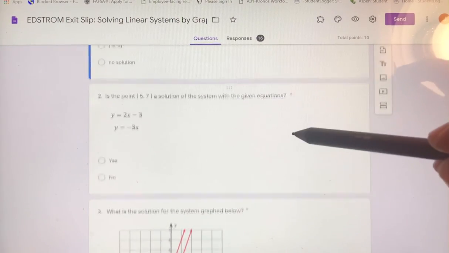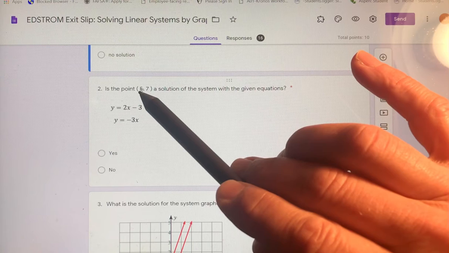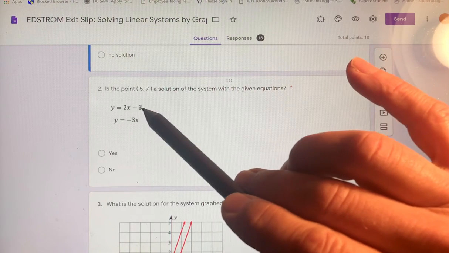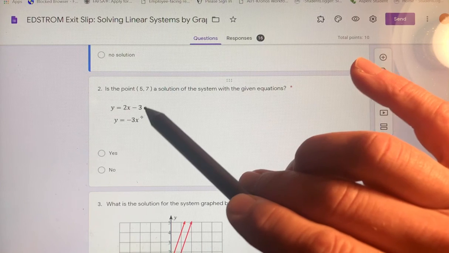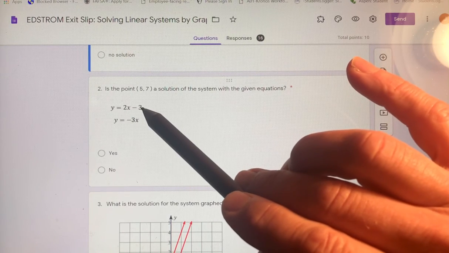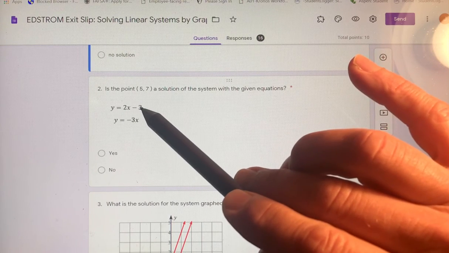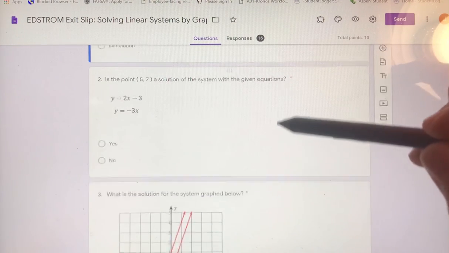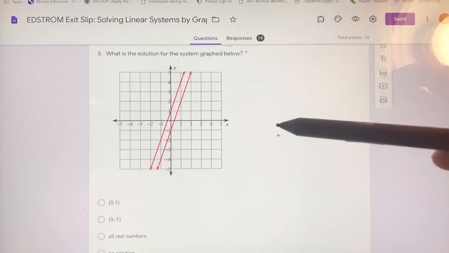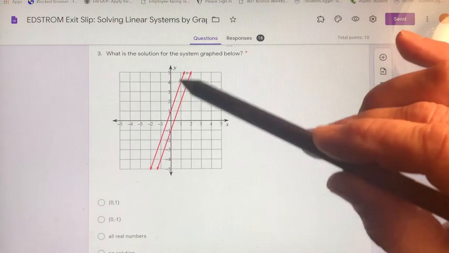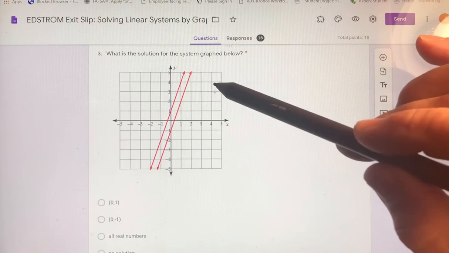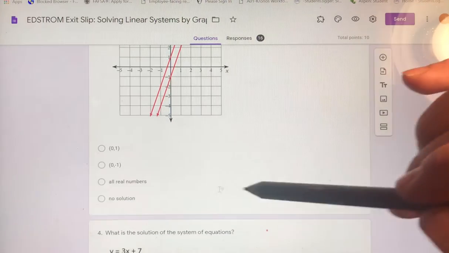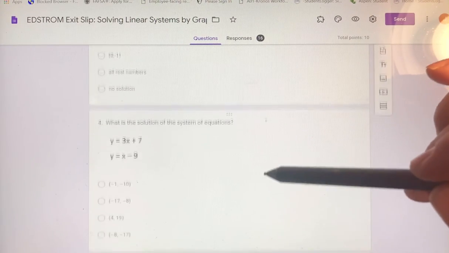In question number 2, what we have to do is plug in the 5 for x and the 7 for y and see if both statements are true. Turns out the first one is 10 minus 3 is 7, but it's not true for the second one, so it is not a solution. In number 3, the lines are parallel. They do not intersect. There are no points in common, so there is no solution to that system.